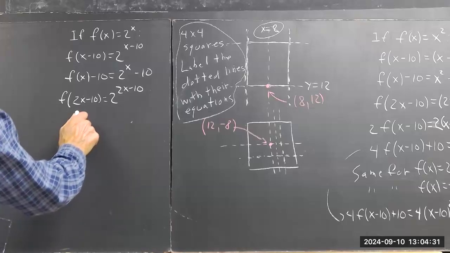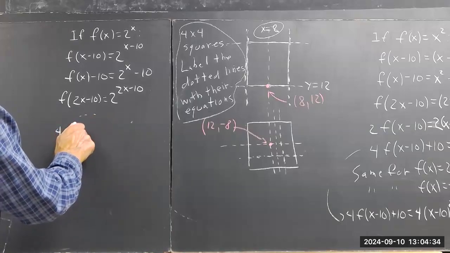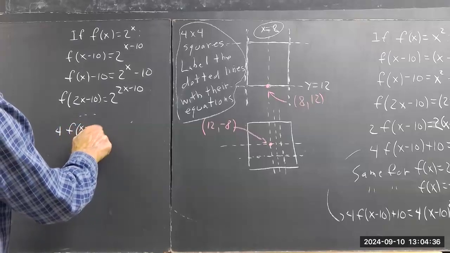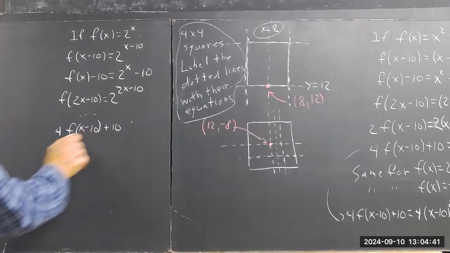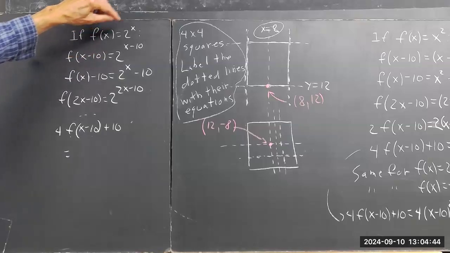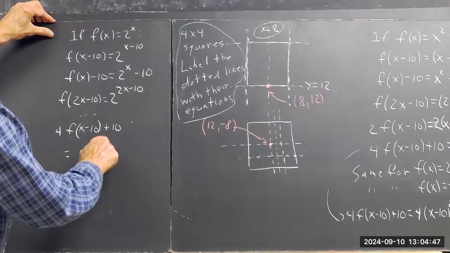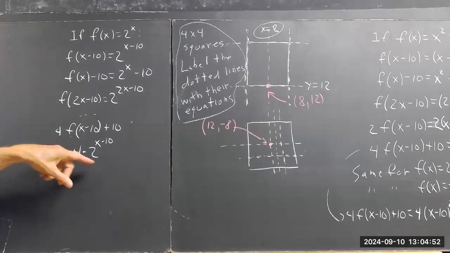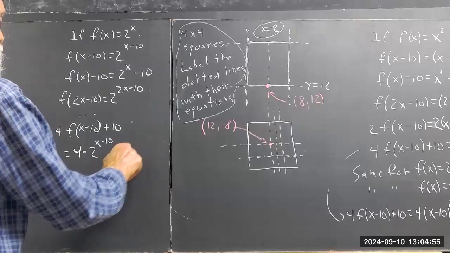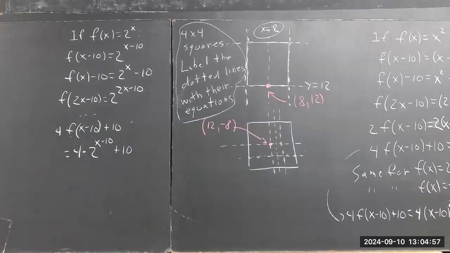Skip the next one, I'll do 4 f of x minus 10 plus 10 equals f of x minus 10. Replace x by x minus 10, we get 2 to the x minus 10. There's 4 in front of it. It's not there for multiplication. Plus 1. Oh. Okay. If it's a reciprocal function, I'm just going to write them down without a lot of explanation.